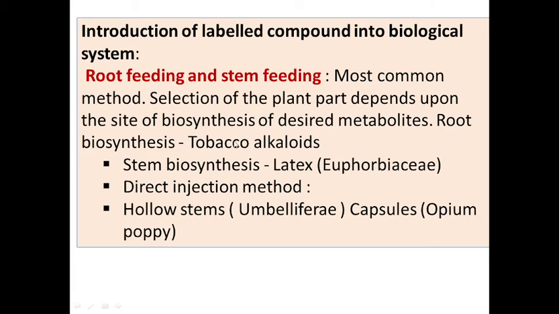Tobacco alkaloids are biosynthesized in the root, so the root feeding method is selected to trace the biosynthetic pathway of tobacco alkaloids. Stem biosynthesis, for example, latex in euphorbia.